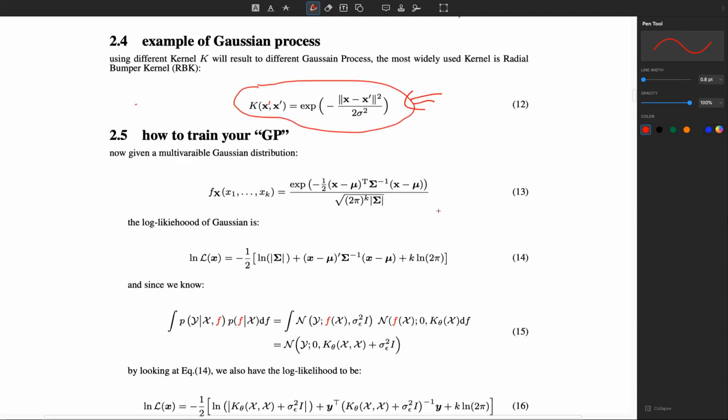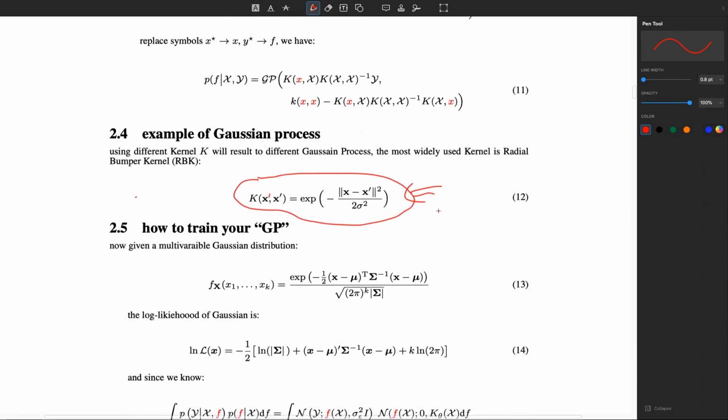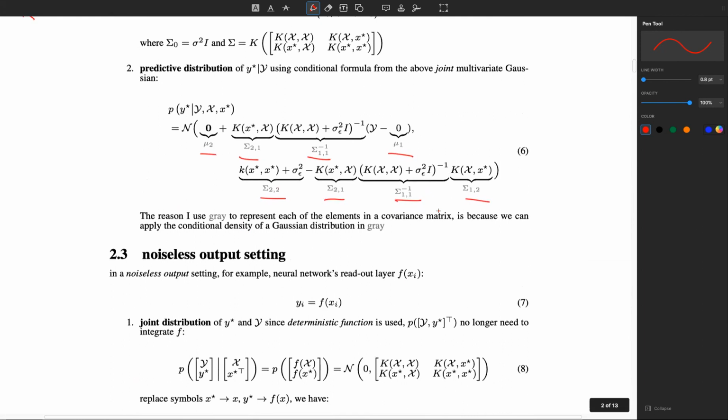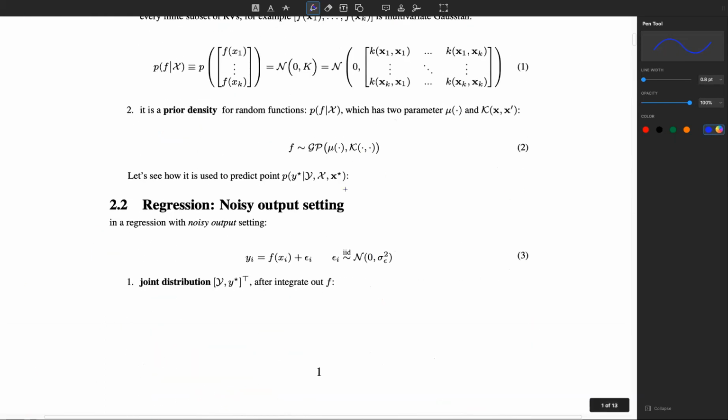Okay, so any questions about this? Okay, so the next one, which I think I'm just going to be skipping. The next is called the noiseless output setting. This is essentially the case which is slightly simpler than the one that we had before.